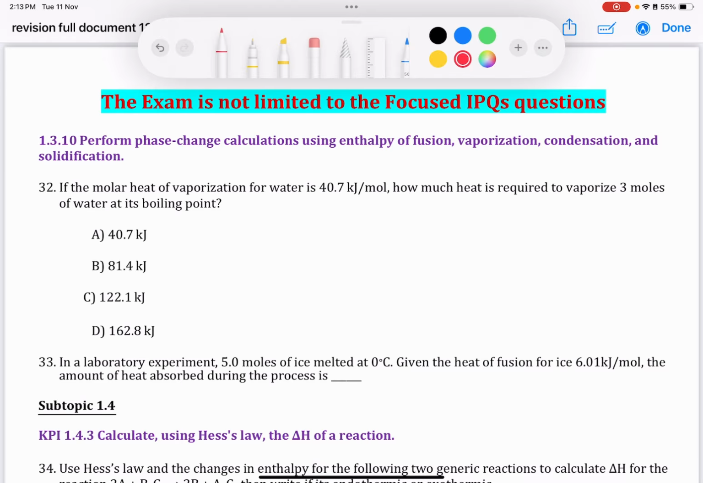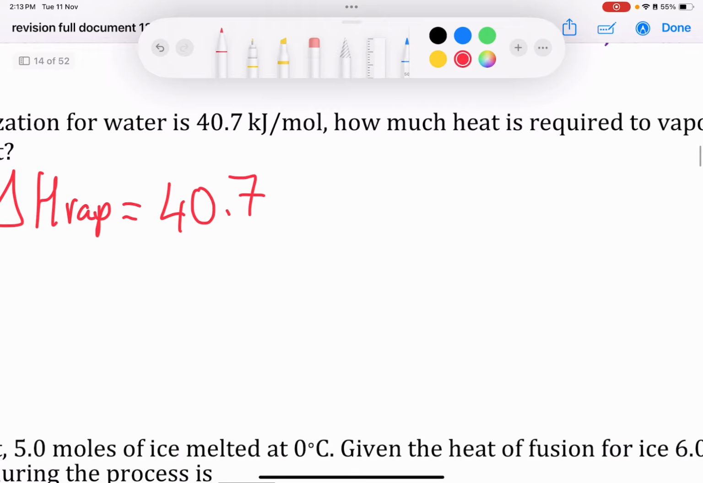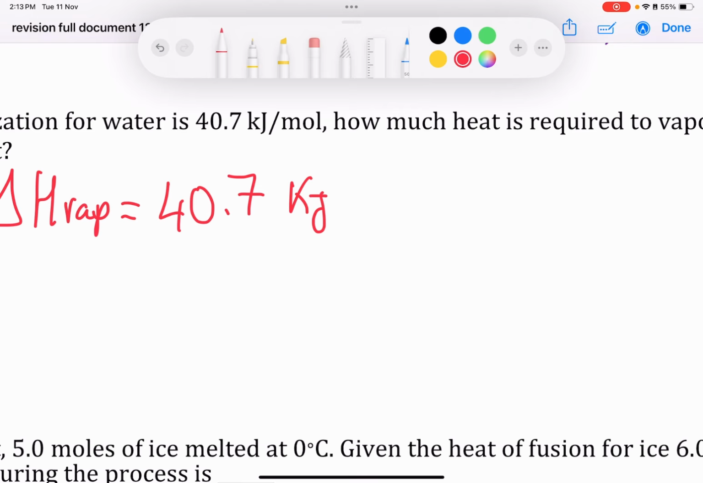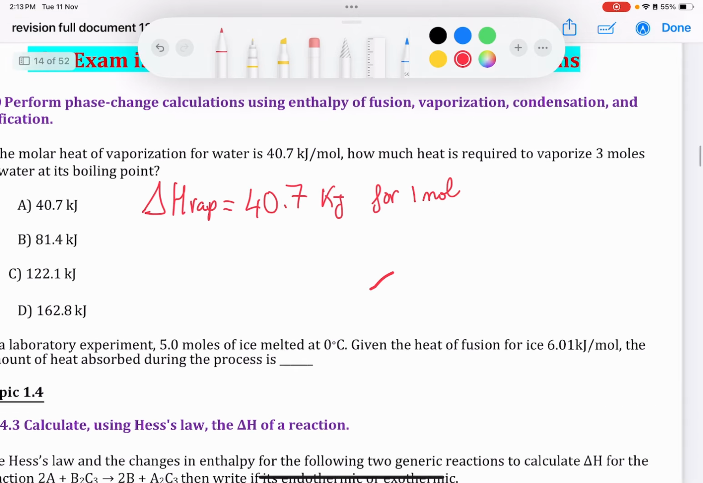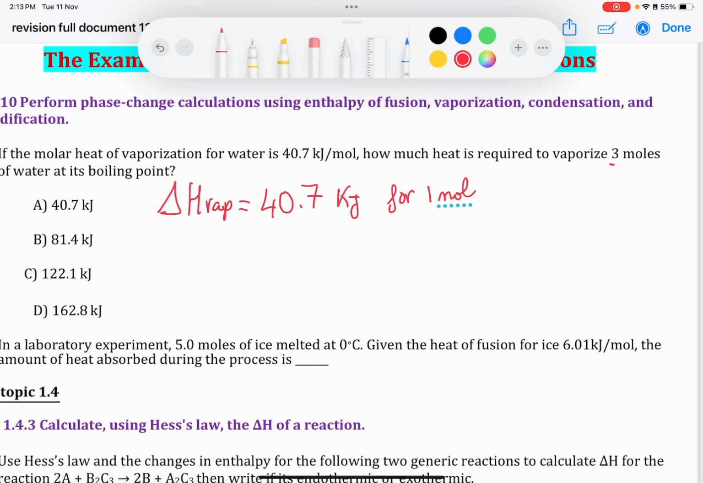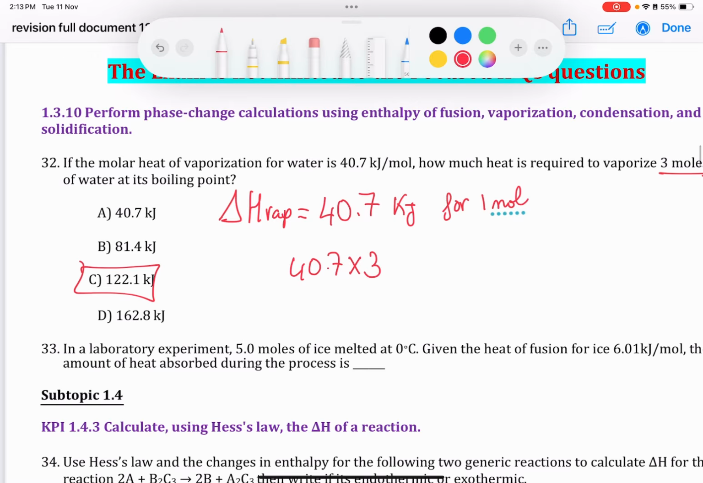Perform calculations with those phase changes. And trust me, they're really easy. You just have to understand the unit. The enthalpy of vaporization is 40.7 kilojoule per mole. It means for 1 mole. How much heat is required to vaporize 3? So it's going to be 40.7 multiplied by 3. And that is 122.